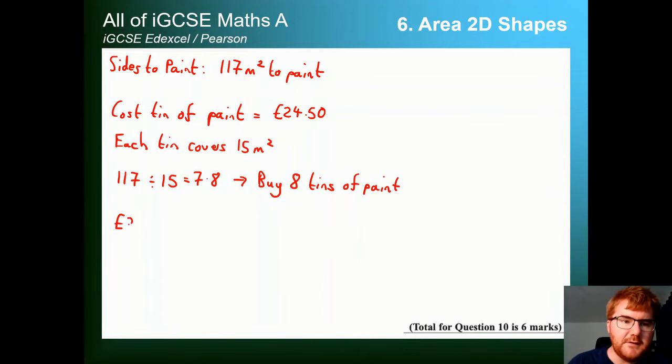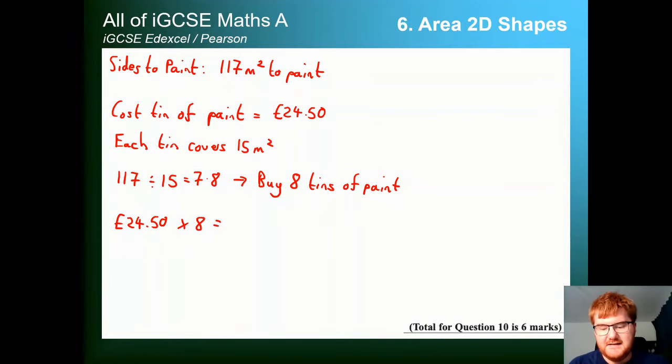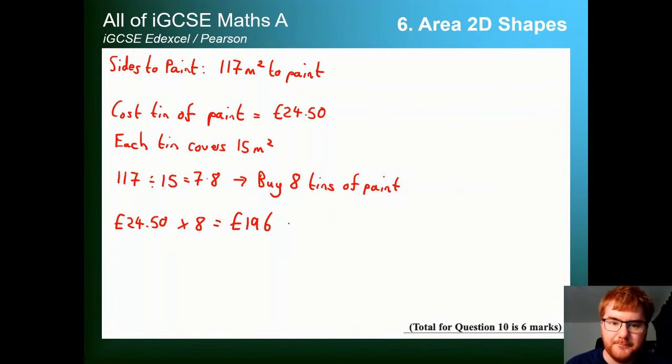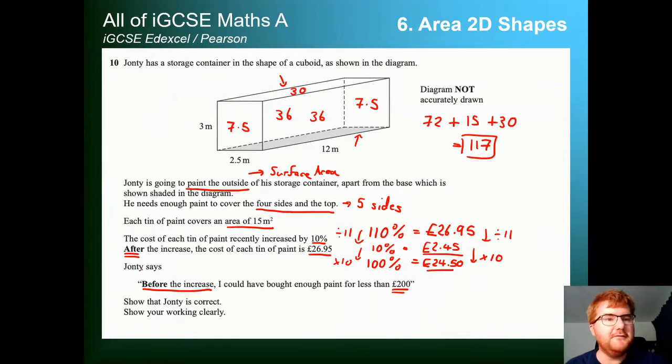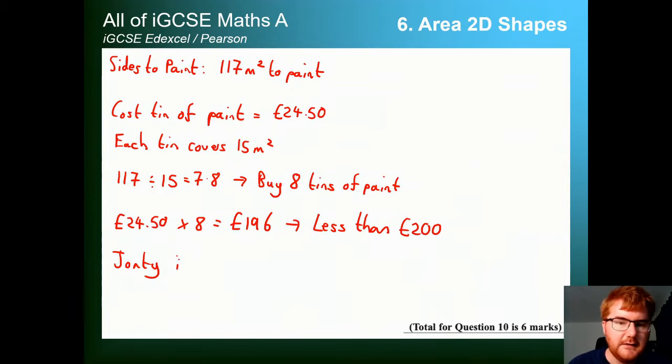If I do £24.50 and times that by 8, I sincerely hope that is less than 200. It is, good. So it's £196. So this is less than £200. Jonty, I want to write this very clearly. Jonty is correct. Okay, giving all the key information here.